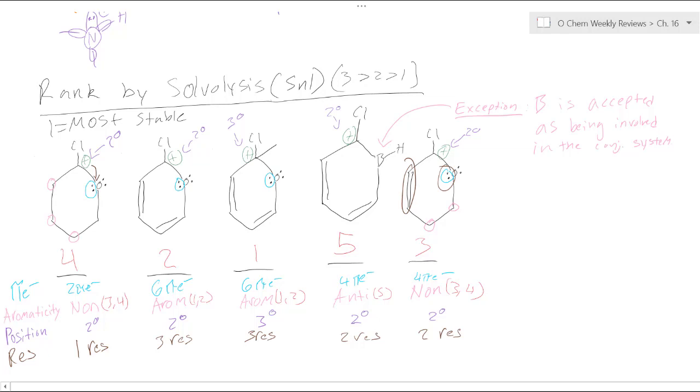So next week we will probably cover chapter 17 and talk about ortho, meta, para and what it means for something to be an activator, deactivator, electron withdrawing group, electron donating group, and the week after that we will actually get into the reactions of aromatic compounds.